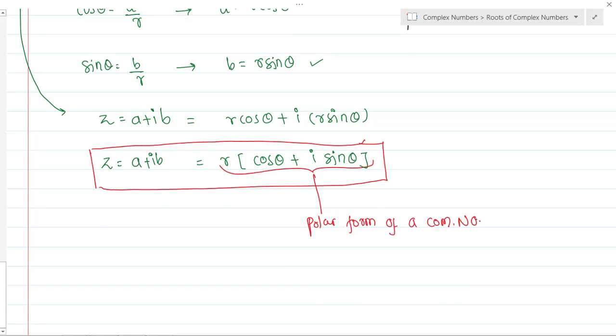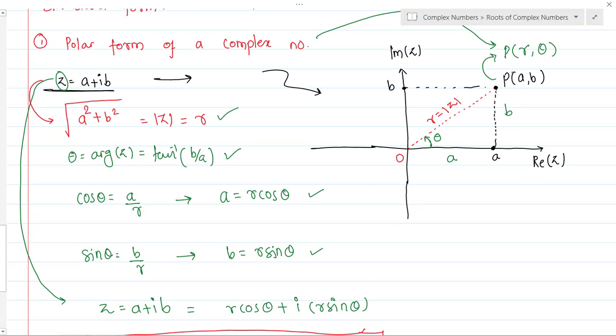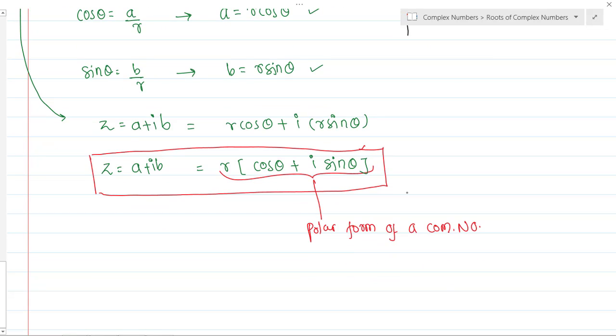So what was the upper one? P into bracket r comma theta. What is this? This is nothing but the polar coordinate of the complex number. As it has r and theta, P into bracket r comma theta is the polar coordinate, and r into bracket cos theta plus i sin theta is nothing but the polar form of a complex number. Is it okay, everyone?